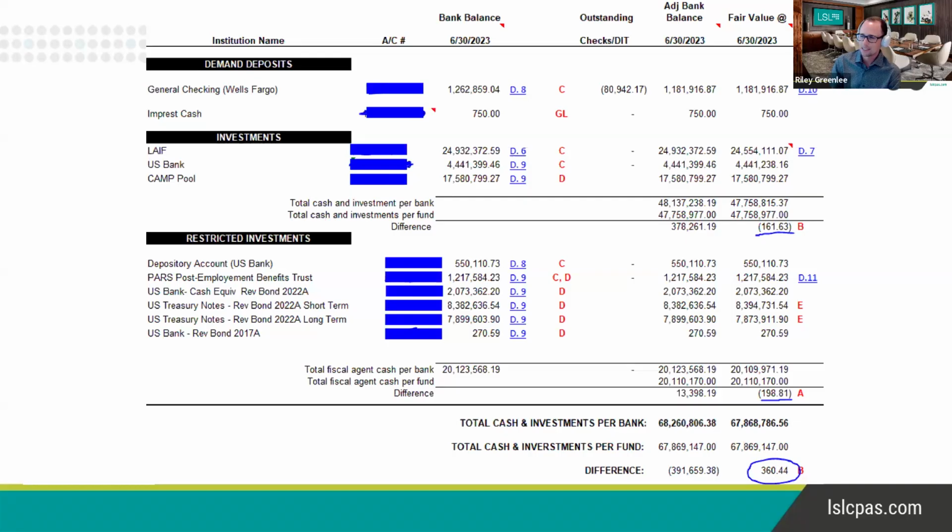Oftentimes, I'd say the biggest difficulty we encounter here is when an organization has a lot of pooled cash with a large number of funds. So, a warning for those of you who have a big organization with a ton of different funds, it can be a challenge for your auditor sometimes, tracking all the different GL accounts between those funds and agreeing those to the specific statements that they're accounted for.